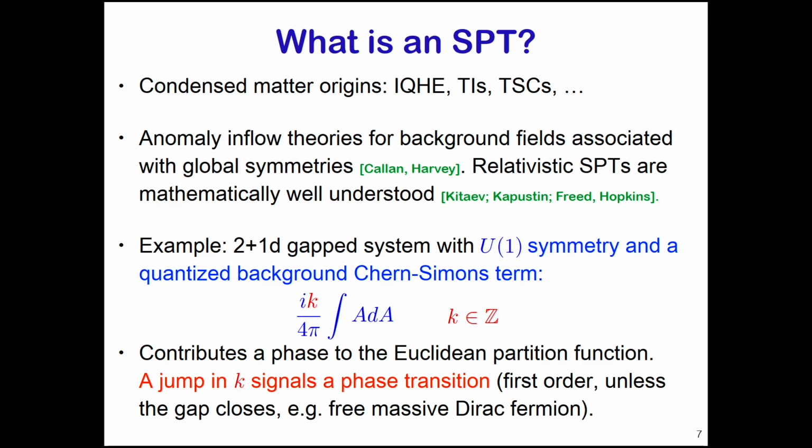So if you dial the parameters of your system and the coefficient somehow jumps, and you can show that, then you can argue that the two phases where k takes different integer values have to be separated by a phase transition. The phase transition could be first order, it could be second order. You don't necessarily know much about it, but you know that it has to exist. One small thing I want to emphasize, which will be important shortly, is that in Euclidean signature, this Chern-Simons term has an i. That means that it contributes to the phase of the Euclidean partition function. That's pretty typical of SPTs, and we'll see in a second why that's important.